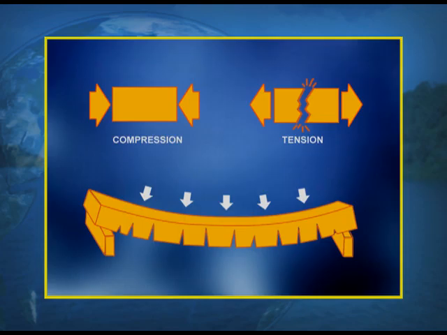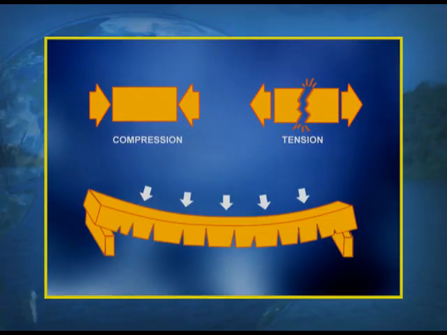Now, look at the diagram, it will show you what is compression and tension. Compression, if you look at the diagram, you can see the forces working from the opposite direction, that is known as compression, and tension is basically the vertical movement which divides the rocks into different parts in the vertical movement.